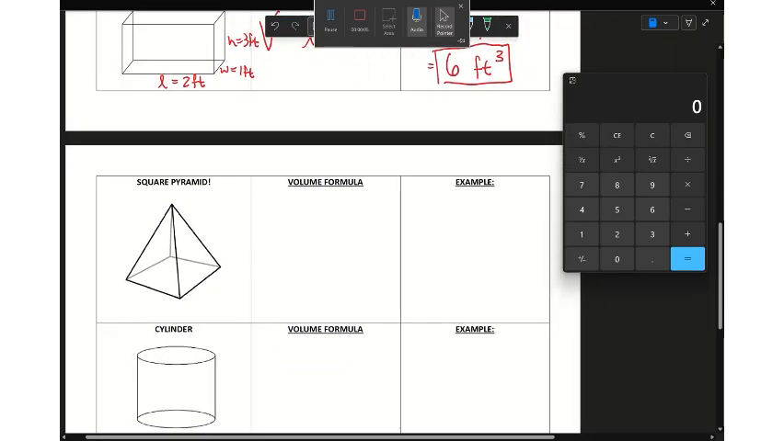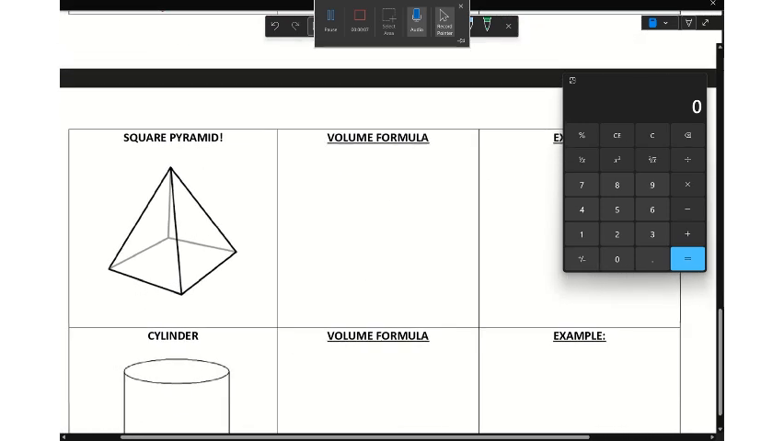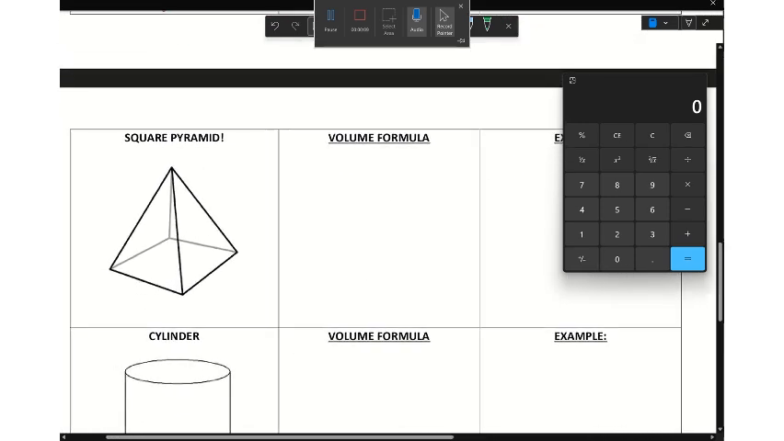All right, now that we've got the volume formula for a rectangular prism down, let's take a look at the volume formula for a square pyramid. Now, the dimensions that we use for a square pyramid are very similar to the rectangular prism. We've got the length down here, the width going across the bottom, and the height of this particular piece is how tall the pyramid is. That's called the height.